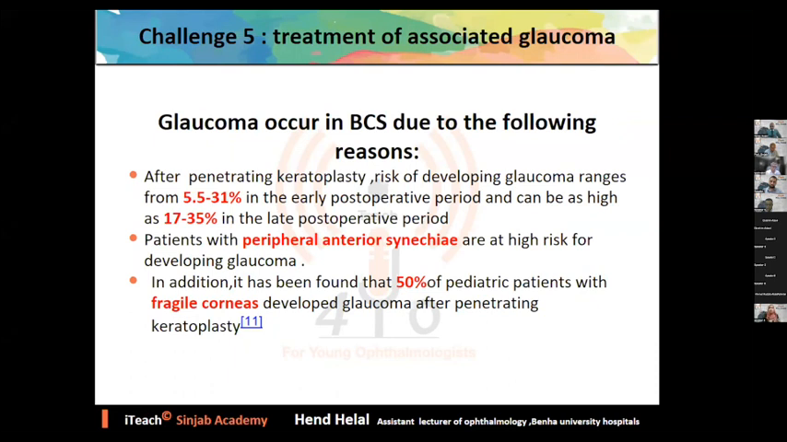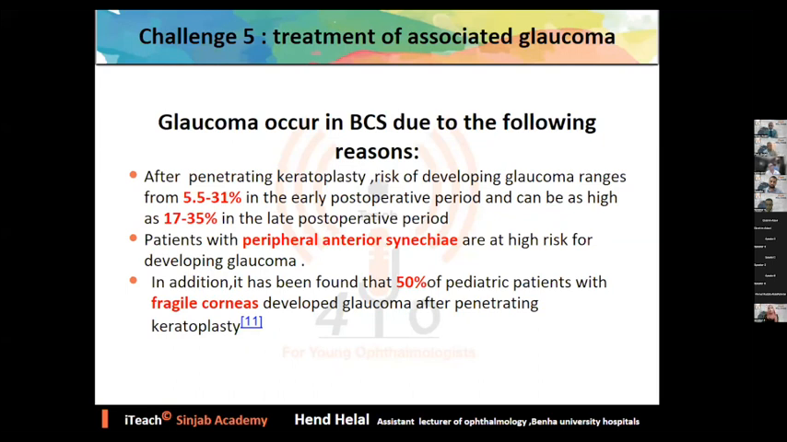Because there is risk of developing glaucoma after penetrating keratoplasty in the early and late postoperative period. Patient with peripheral anterior synechia has high risk of developing glaucoma. In addition, 50% of pediatric patients with fragile cornea develop glaucoma after penetrating keratoplasty. Let's move to the second question.